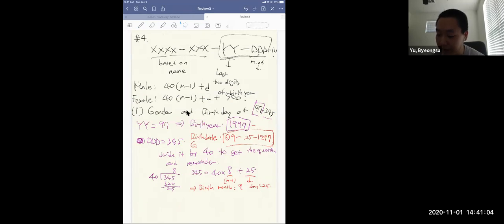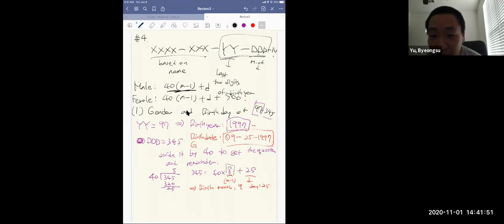So how I got the month is that from the formula, we know that this number DDD is based on 40 times something plus date. But if you think about the date in the calendar, date should be from 1 to 31, so every date should be less than 40. So D should be the remainder of the number DDD when you divide it by 40, and the quotient should be m minus 1, where m is the birth month. So here quotient 8 is m minus 1, so m minus 1 is 8, meaning m should be 9. Does it make sense, Abby?